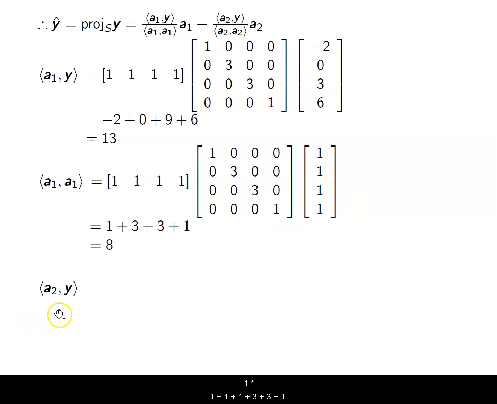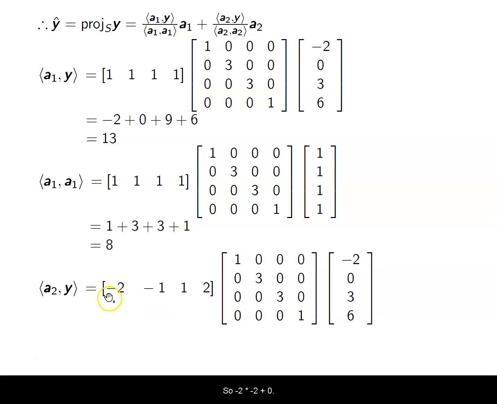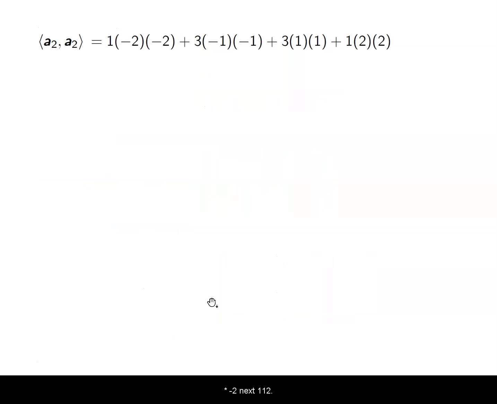And then I'll do this with A2. So -2 times -2 is 4, plus 0, plus 9, plus 1 times 2 times... 1 and 6 is 12. Add those together, I got 25. So 13, 8, and 25. Before I move on to the next slide, just notice that this is going to be 13 over 8 times 1, 1, 1, 1, and then this is going to be 25 over what I'm going to get next, times -2, -1, 1, 2. So we're just plugging our stuff in.